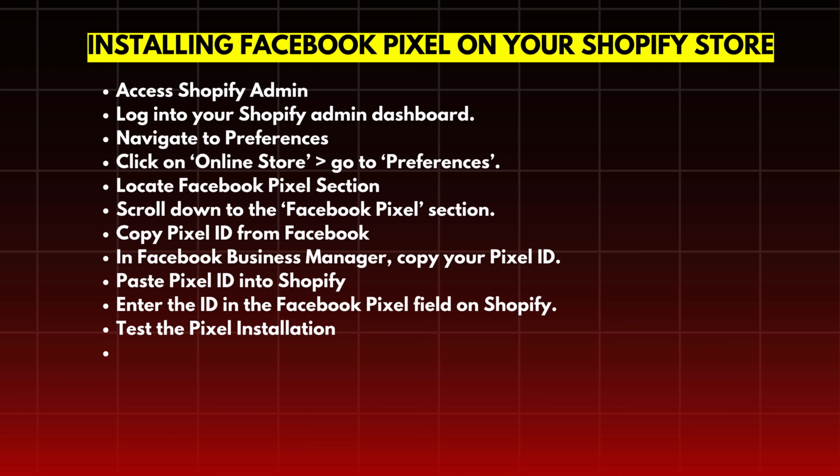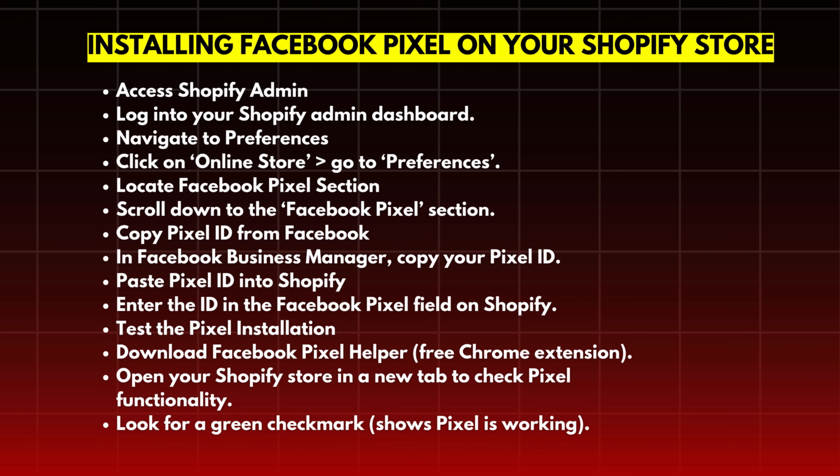But hold on, don't just take my word for it. There's one more step to ensure everything is working correctly. Download the Facebook Pixel Helper, a free Chrome extension that lets you test your Pixel in real time. After installing it, open your Shopify store in a new browser tab. The Pixel Helper will show a little green checkmark if the Pixel is firing correctly. If you see an error, don't worry, I'll cover troubleshooting in just a minute.